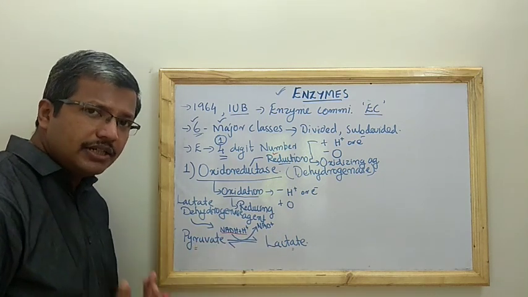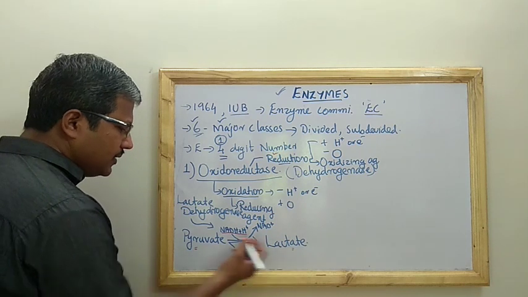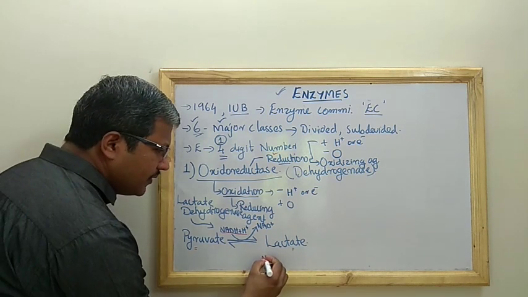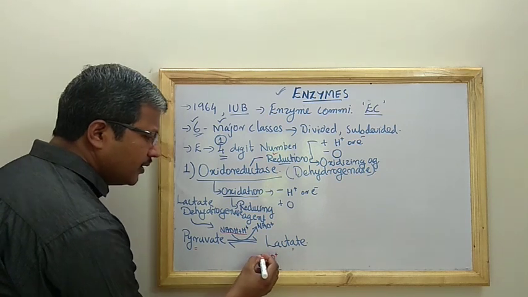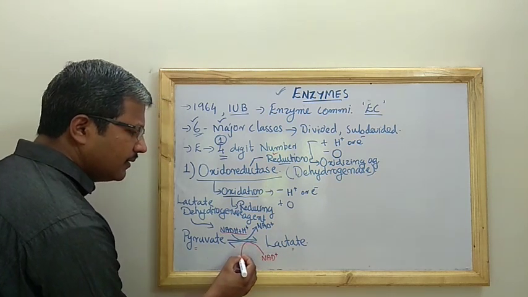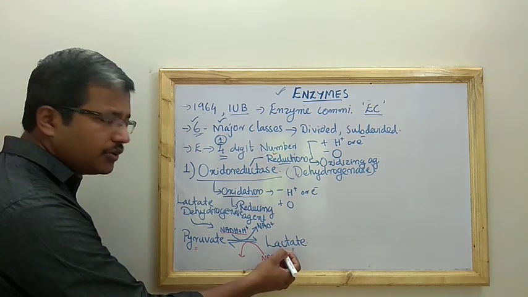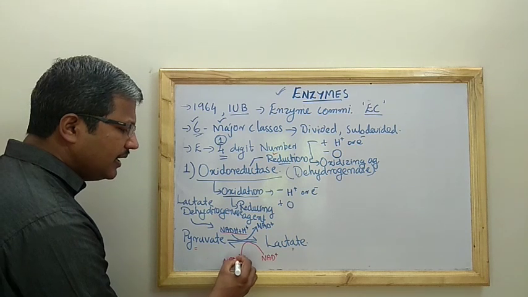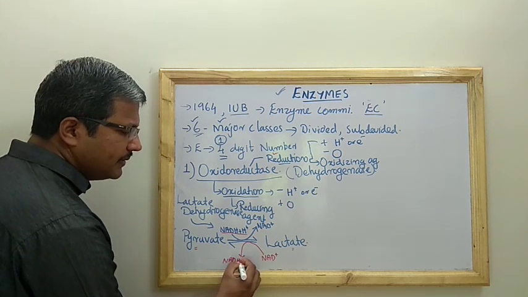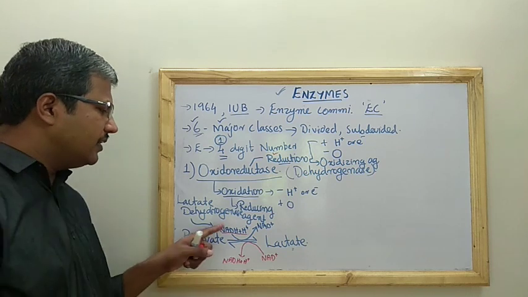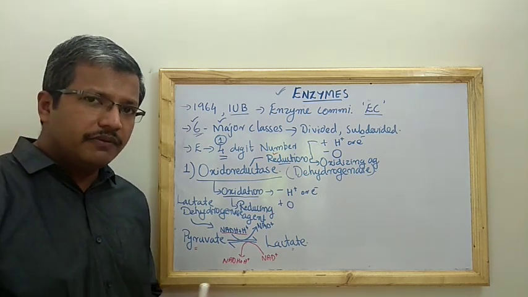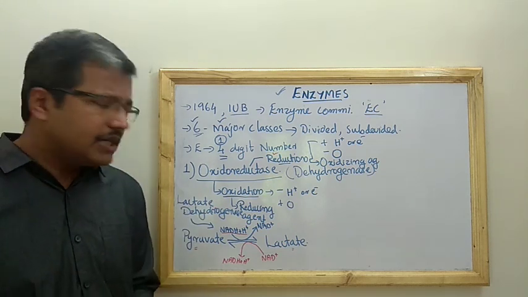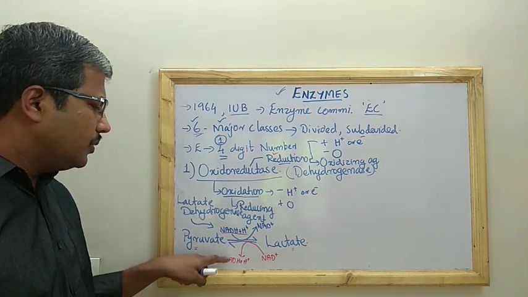So lactate is in reduced state. In this, lactate will be converted into pyruvate by the same opposite reaction. NAD plus will be accepting hydrogen and electron from the lactate, and it will be getting reduced to NADH plus H plus. We will see why we are writing NADH plus H plus when we discuss the high energy molecules and reducing powers after this enzyme part. So this will be undergoing reduction.